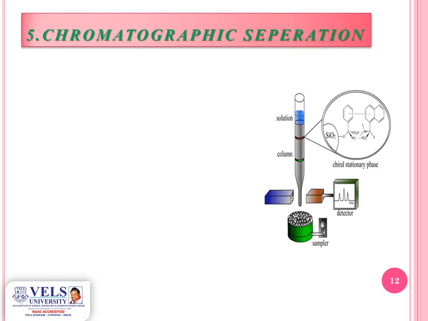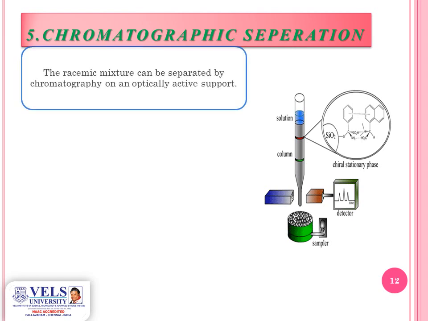The next method is chromatographic separation. The principle involved in chromatography is adsorption. Here, an optically active support such as silicon dioxide is used as the stationary phase, and the mixture to be separated is dissolved in a solvent which acts as the mobile phase. The solution is passed through a column packed with the material, which tends to adsorb the chiral material present in the mobile phase. The two enantiomers can be expected to move through the column at different rates because they have different affinities for the chiral material.